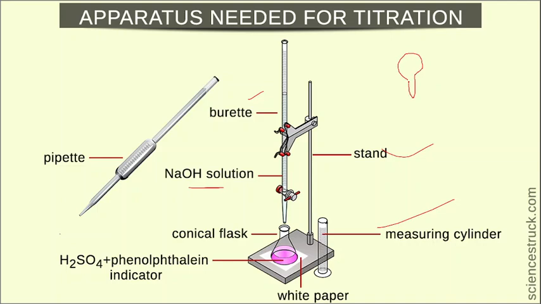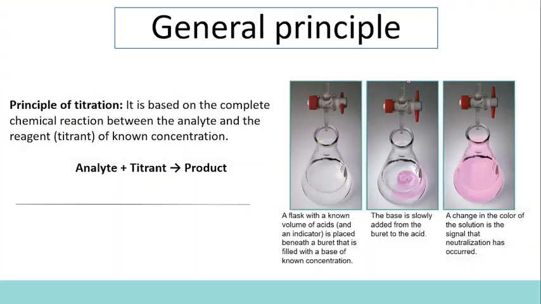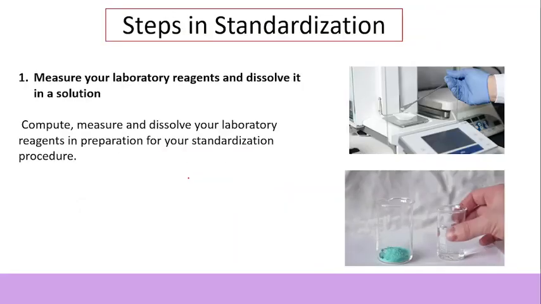Okay, ang ganda. And then next, the general principle of your titration is that it is based on the complete chemical reaction between the analyte and your reagent or your titrant of known concentration. Again, let me just read. It is based on the complete chemical reaction between the analyte and the titrant of known concentration. So basically, analyte plus titrant equals product. Yun lang yung ini-aim natin. We wanted to see the end product when you add your analyte and then your titrant.